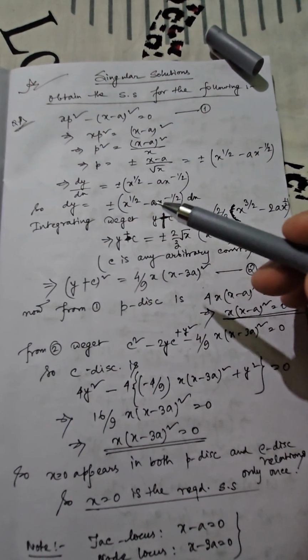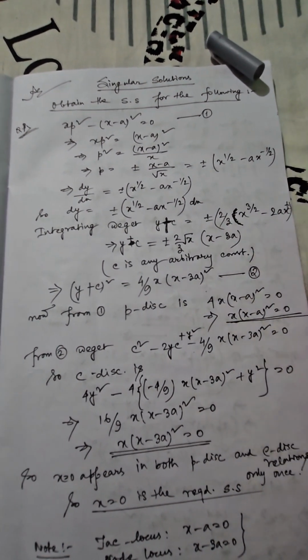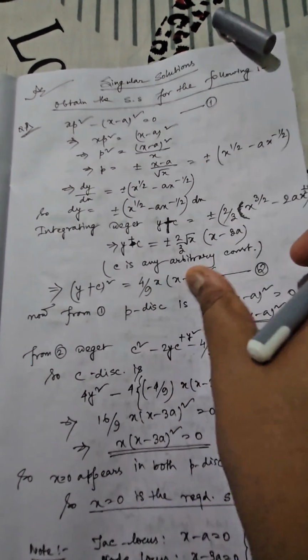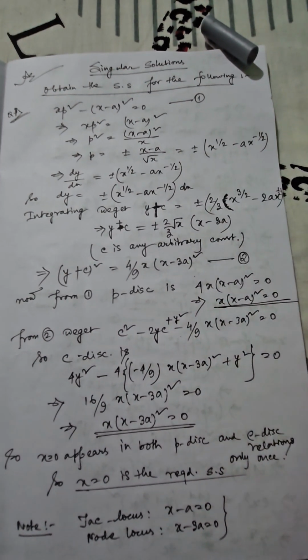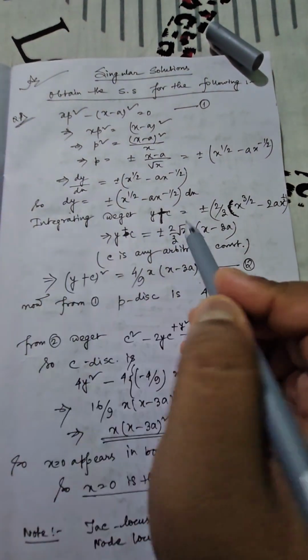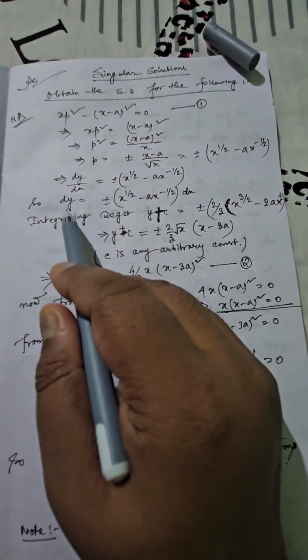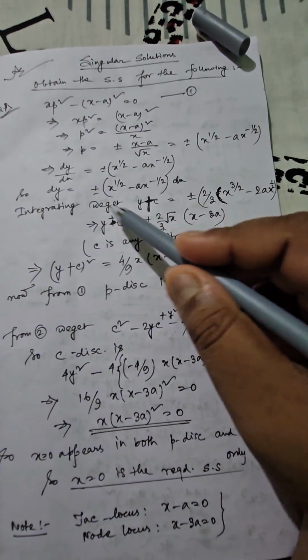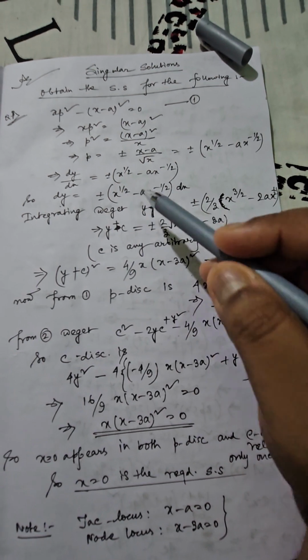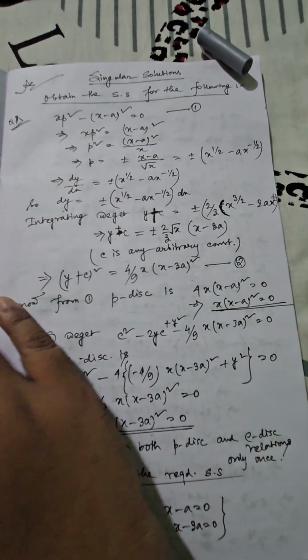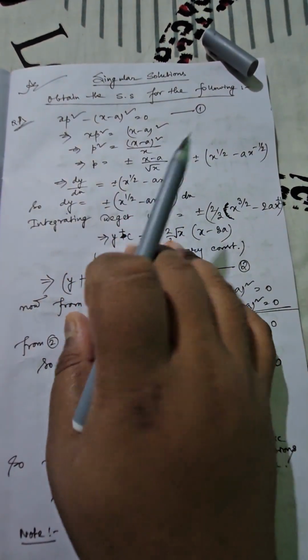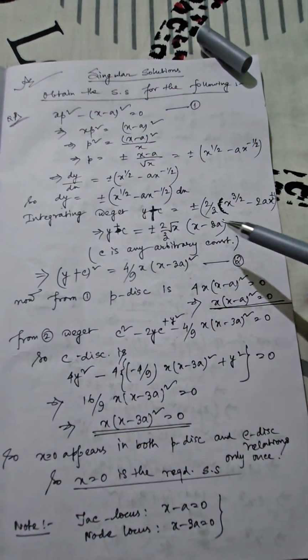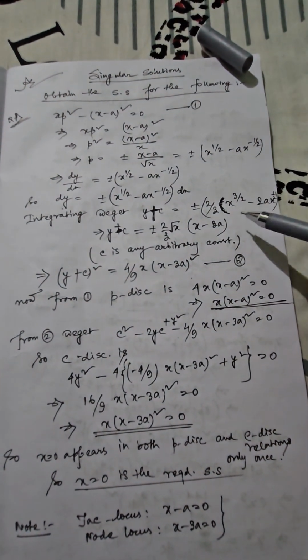Using the concept of separation of variables, we can separate dy and dx, and after integration we get this. I have used the constant of integration on the left hand side, so I have obtained y + c. On the right hand side, the first part will be what? x to the power (1/2 + 1) divided by (1/2 + 1), that means x^(3/2) divided by 3/2. Take the reciprocal, it will be (2/3) x^(3/2).